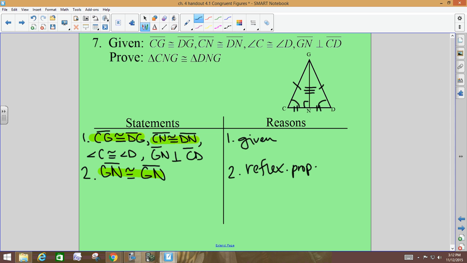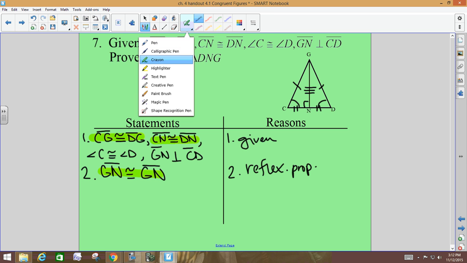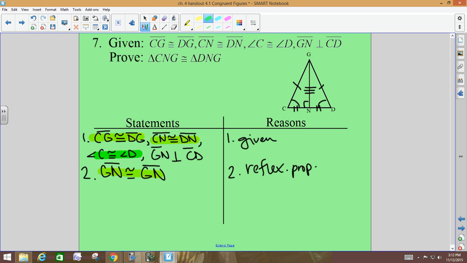So we have all three sides listed. So now we have to make sure we have all three pairs of angles congruent and listed in the proof. Our given gave us one pair of angles, C and D. We have to prove that the other pairs of angles are congruent. What do you think? Do you know if any of them are congruent? Which ones?